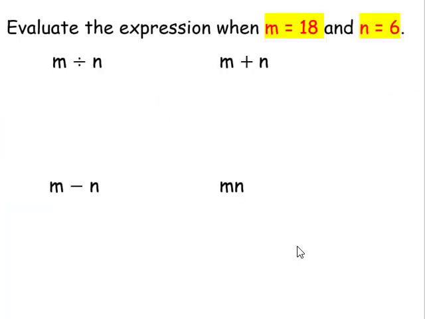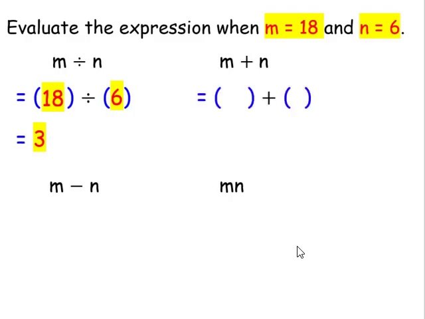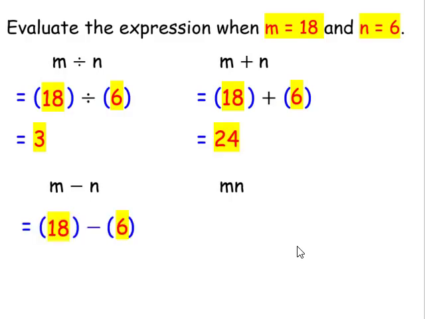Again, you may want to pause to try to do these on your own. When we evaluate in this particular case, we have 18 divided by 6, which is 3. In our next case, we have 18 plus 6, which is 24. In the next case, we have 18 minus 6, which is 12.